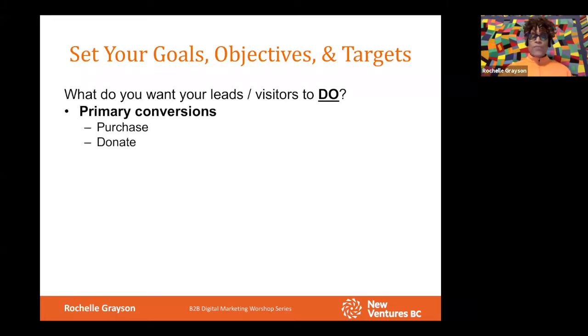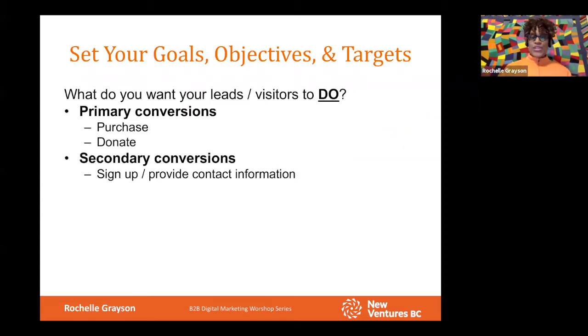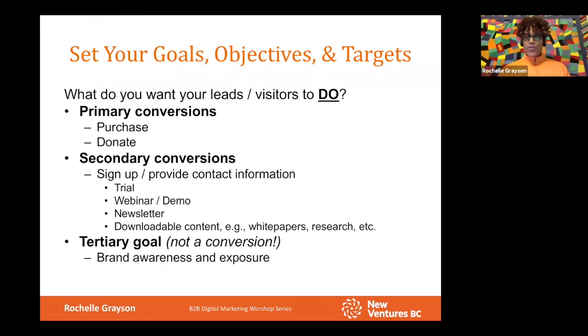And we talked about primary conversions being you want them to purchase something, or you want them to donate. You want some kind of exchange to happen. And usually that's what most people want, is like the optimal outcome. But then there are also secondary conversions, and that could be signing up for something where you get their contact information and you basically are able to then build a relationship by emailing them or contacting them about information in future interactions, right? And this could be signing up for a trial, a webinar, a demo, an ebook, some downloadable content, white papers, research, signing up for your newsletter. And then there's sort of the tertiary goal, which I'm going to bring up because it comes up a lot in marketing, is sort of brand awareness and exposure.